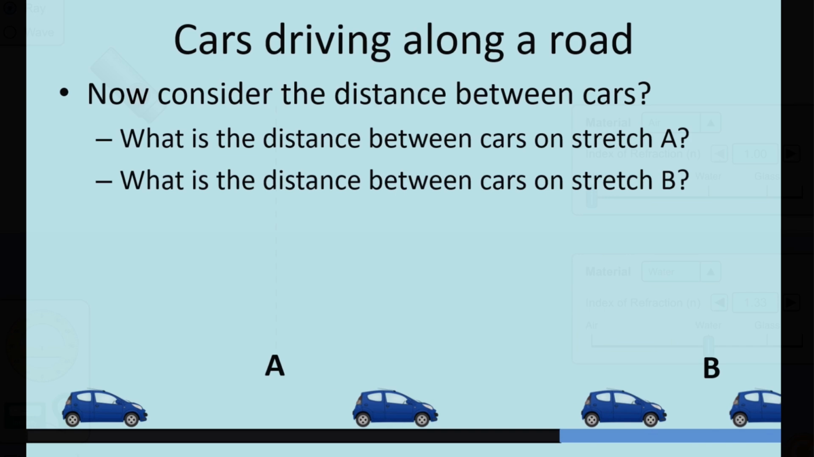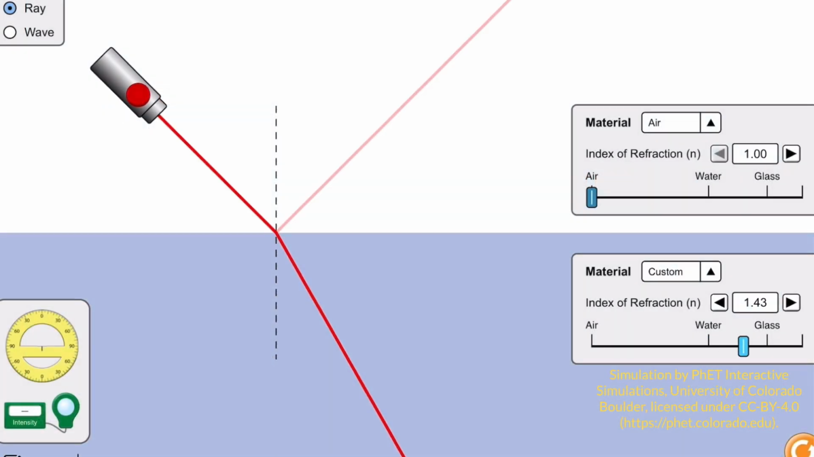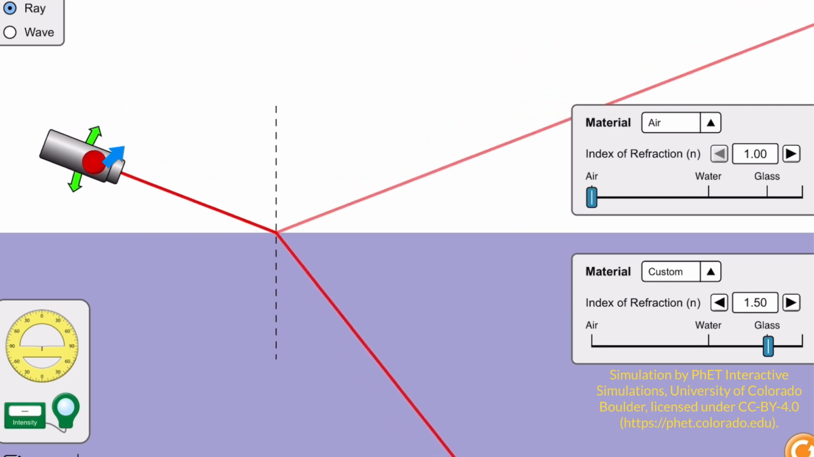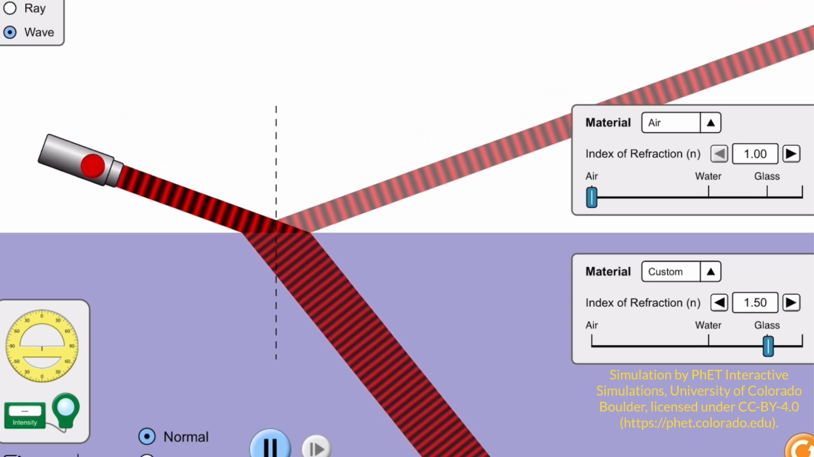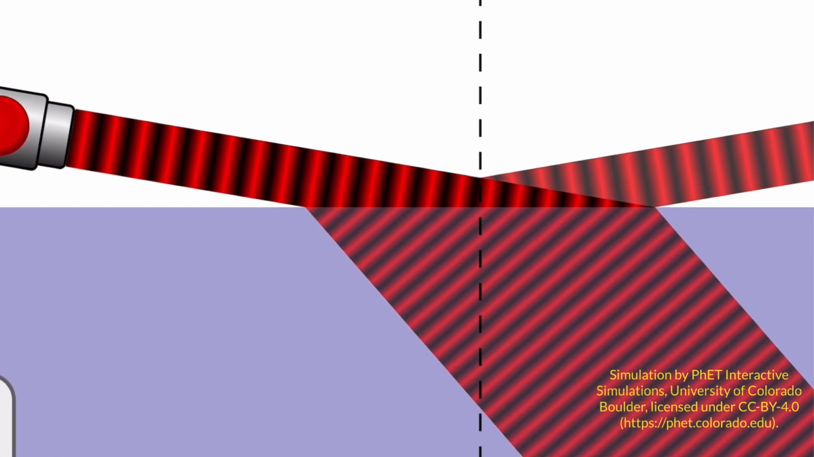Now let's consider at an angle to the boundary. So once again we want to turn on the light, adjust the refractive index to be about 1.5, and then increase to quite a large angle of incidence and change to wavefront. Zooming in, we can clearly see what's happening.